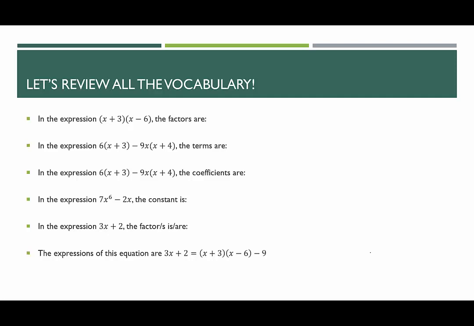In the expression, we have x plus 3 times x minus 6. The factors are, this one has 2 factors, 2 things that are exclusively being multiplied. X plus 3 is the first factor, and x minus 6 is the second factor.